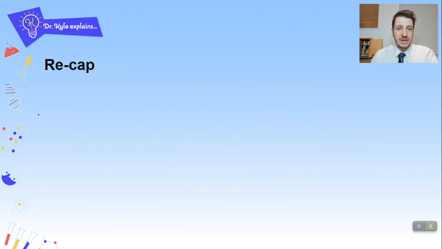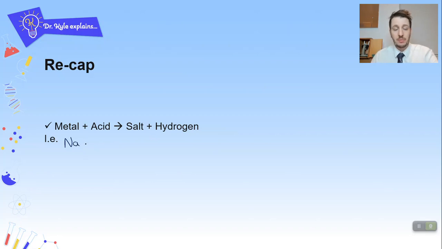Okay, so quick recap then. A metal and an acid makes a salt plus hydrogen. For example, if I took the metal Na, which would lose an electron and form a positive ion, and I reacted it with the acid HCl, it would make the salt NaCl plus H2. And then just to balance it up there, I'd put a 2 there, a 2 there, and a 2 there.